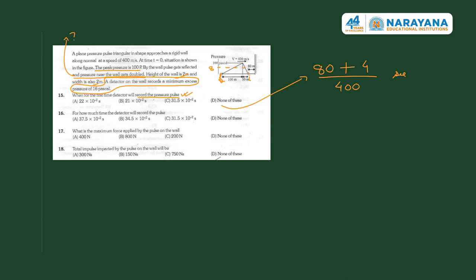Secondly, he asks what is the time span for which the detector will record the pulse. If the incident wave reaching there ensures that the pressure is 8 or greater than 8, then it will keep on detecting the pulse. So you just have to look into these two points, that point and this. Whatever is this gap, while the pressure wave travels this much length, the detector here will keep on detecting the signal.